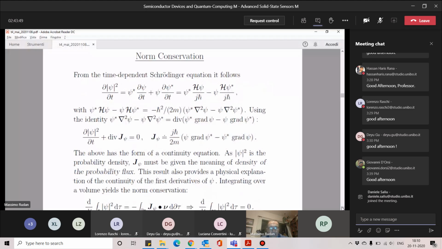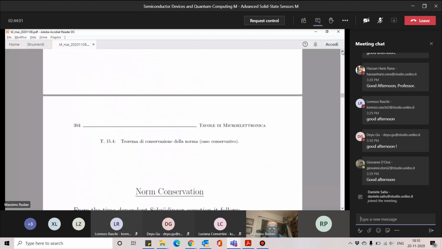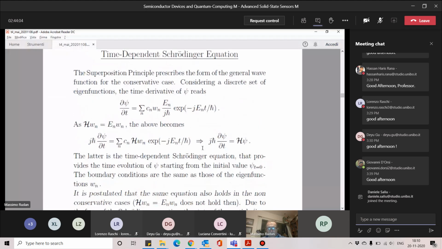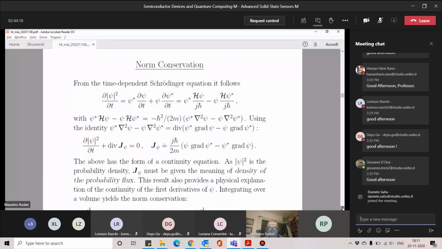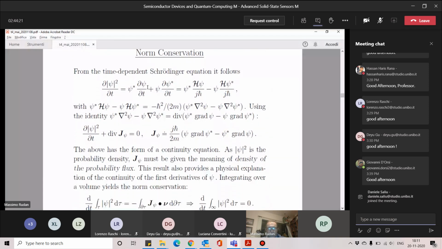Then the derivative of psi with respect to time is found from the Schrödinger equation. You remember the derivative with respect to time multiplied by jħ is the Hamiltonian applied to psi. So the derivative alone is the Hamiltonian applied to psi divided by jħ. So this term becomes this term.